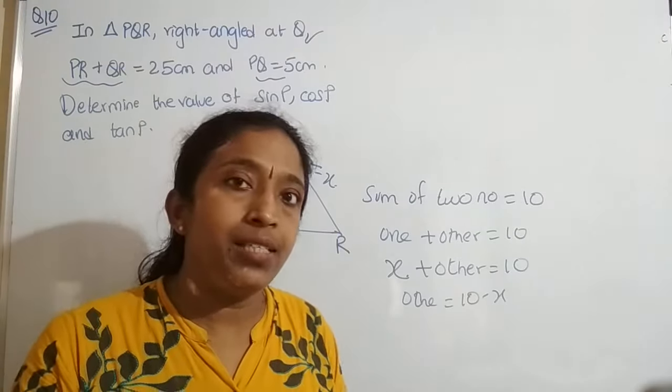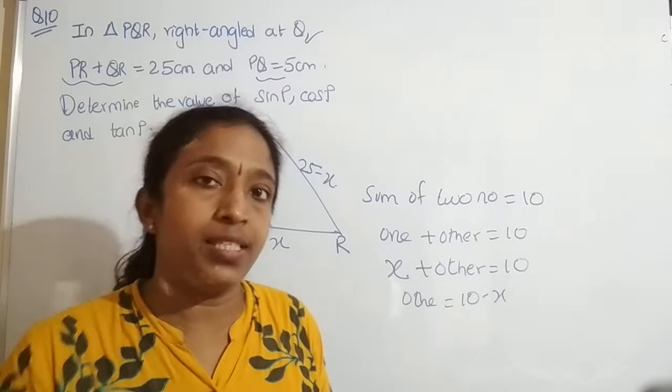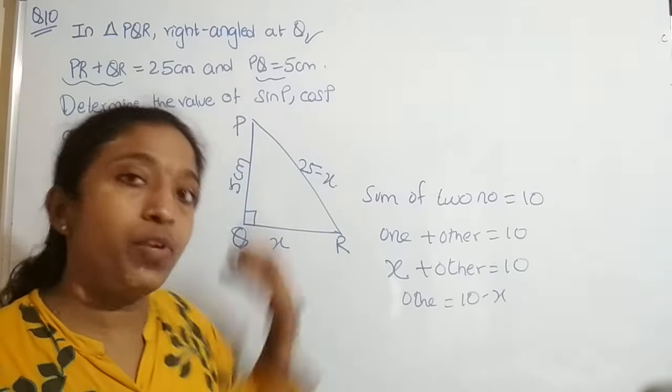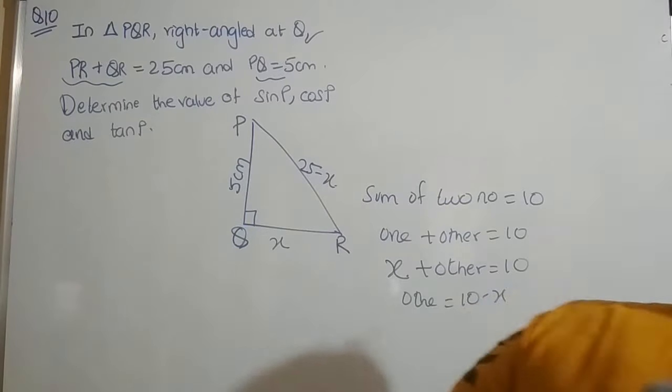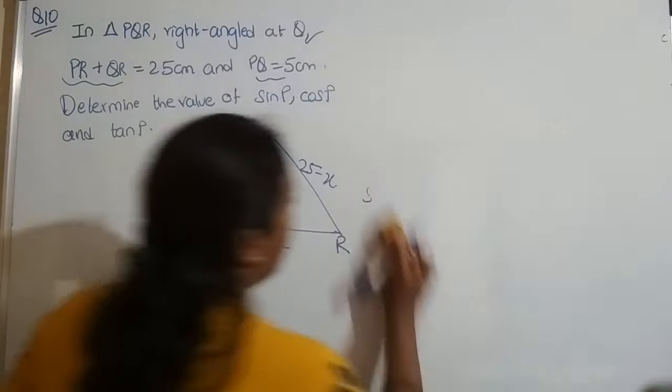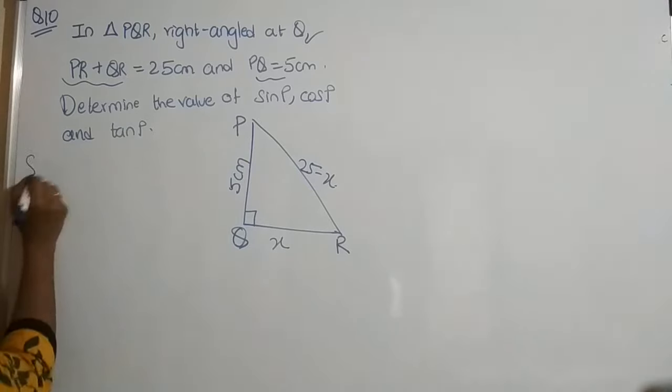So here the challenge in this sum is only to find all the three sides. They have given the relation, and from this we have to find the sides. As we all know, we'll be using the Pythagoras theorem. So here we'll start with the solution.